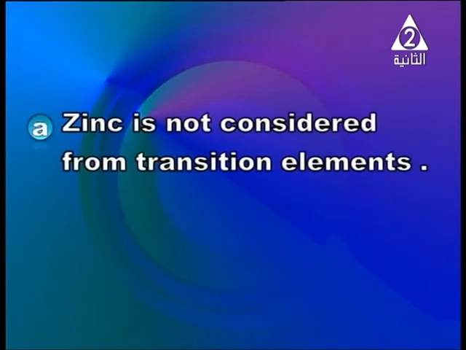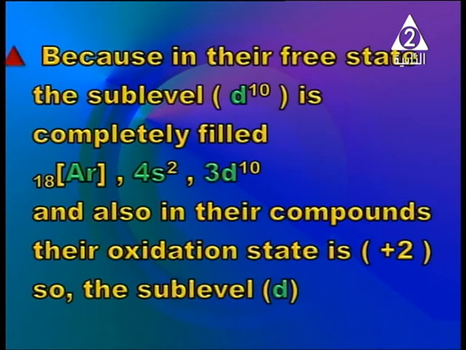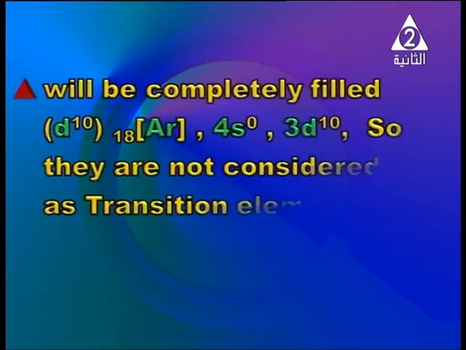Zinc is not considered from transition elements. This is because in their free state, the sublevel d will be completely filled with d10 electrons, as it has an electron configuration of argon 4s2 3d10. And also, in their compounds, their oxidation state is always +2. So the sublevel d will be completely filled with d10 electrons. So they are not considered as transition elements.